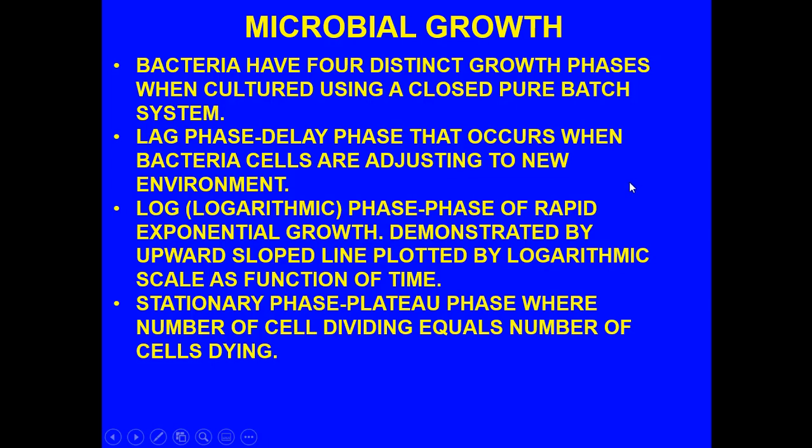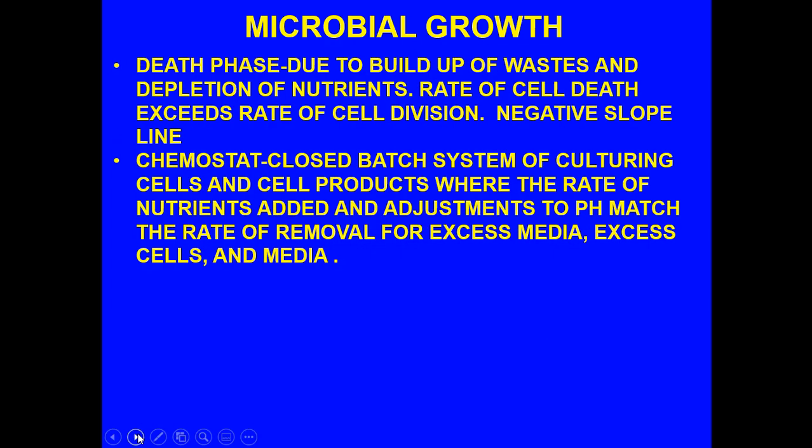Then you have the log, otherwise known as the logarithmic phase. This is a phase of rapid exponential growth. It's demonstrated by an upward sloped line plotted by a logarithmic scale as a function of time. Then you get a plateau. That's the stationary phase. The plateau phase, where the number of cells dividing equals the number of cells dying. Next, you have the death phase.